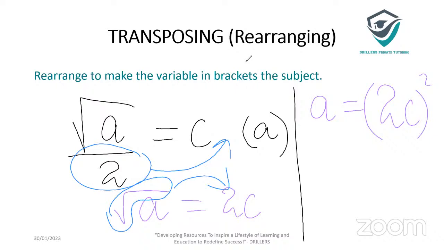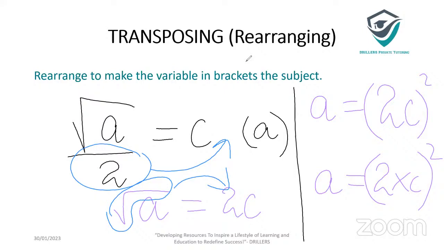Or if we left the 2C as 2 multiplied by C, it would have been A is equal to 2 multiplied by C, and all of that would be squared. So whether you have 2C or 2 multiplied by C, we still want to put that in brackets to show that everything on the right-hand side is going to now be squared. So that square root that we transposed to become square is governing everything on the right-hand side. So now we have A is equal to 2C squared, or 2 multiplied by C squared.